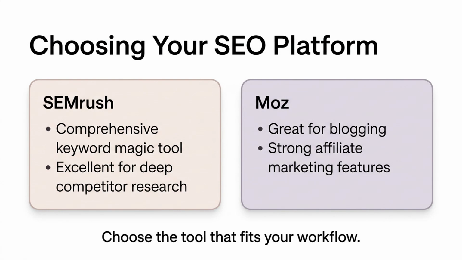When performing this research, the platform you choose matters, though it largely comes down to personal preference. Platforms like SEMrush offer extensive features for deep competitor research and are highly recommended. However, Moz is also a fantastic alternative, especially if you are focusing heavily on blogging or affiliate marketing. The key is to explore these platforms, perhaps using a free trial, and see which interface you feel most comfortable using.